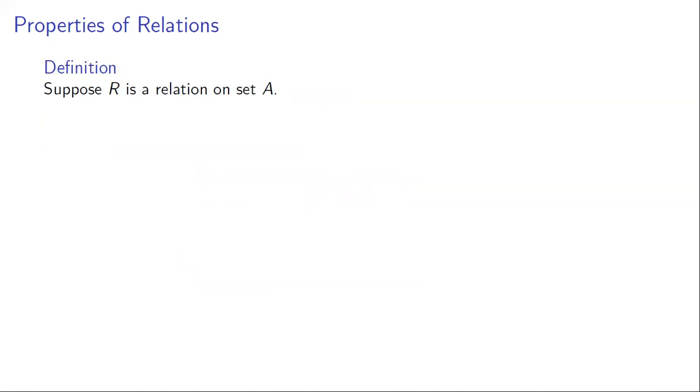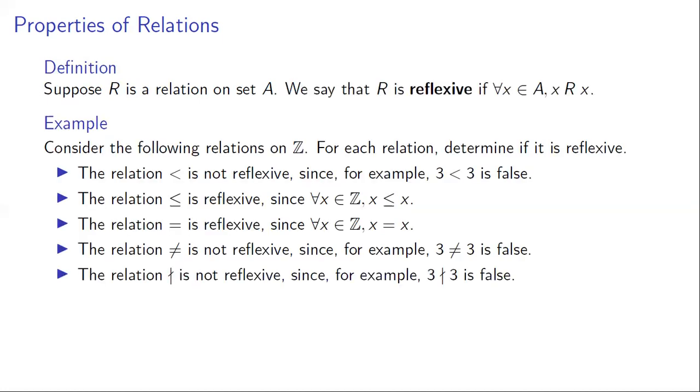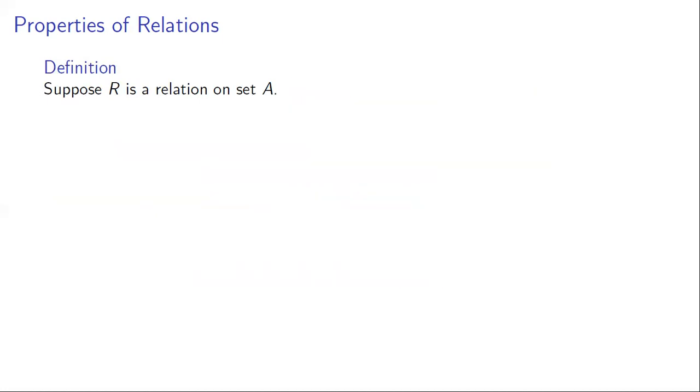Okay, now let's talk about another property of relation. So we talked about reflexive. Now let's talk about the symmetric property. So again, suppose R is a relation on set A. We say that R is symmetric if the following is true: for all X and Y in A, if X is related to Y, then Y is related to X.